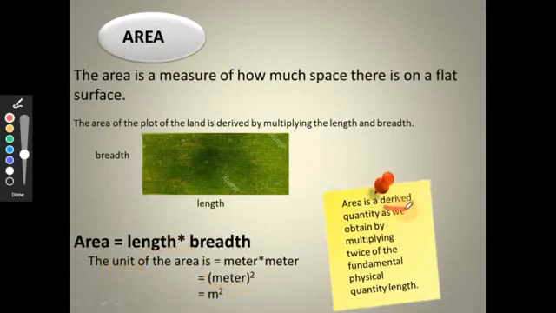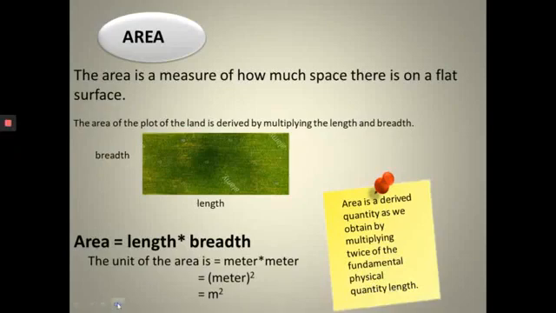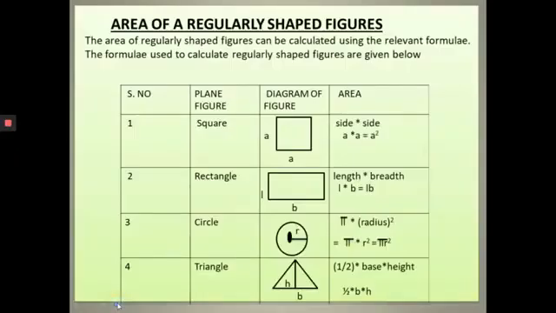Area is a derived quantity as we obtain it by multiplying twice the fundamental physical quantity length. So area is a derived quantity. Area of regularly shaped figures: the area of regularly shaped figures can be calculated using the relevant formulae. The formulae used to calculate regularly shaped figures are given below.